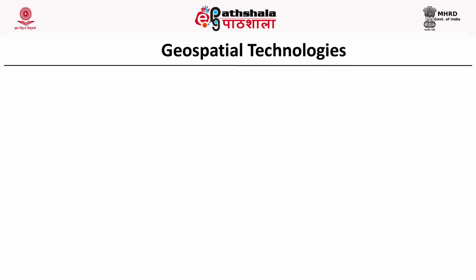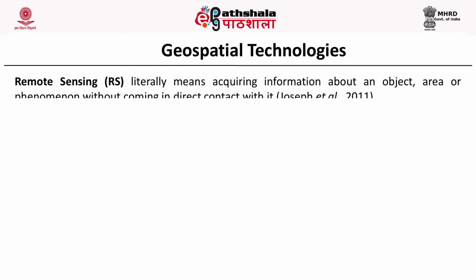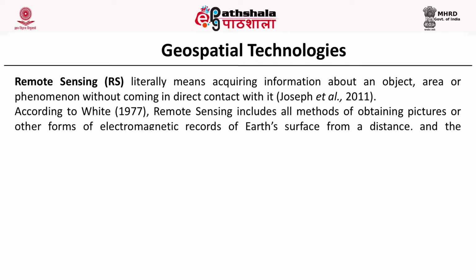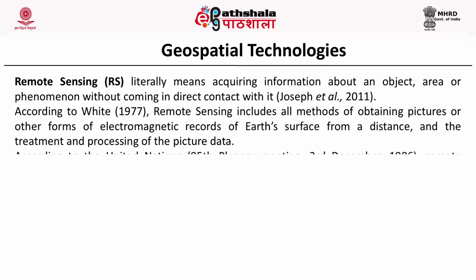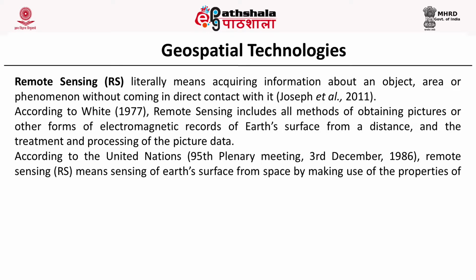Now coming to geospatial technologies and a brief overview of these technologies. The first one is remote sensing. It means acquiring information about an object, area or phenomena without coming in direct contact with it. According to White, remote sensing includes all methods of obtaining pictures or other forms of electromagnetic records of Earth's surface from a distance and the treatment and processing of picture data.